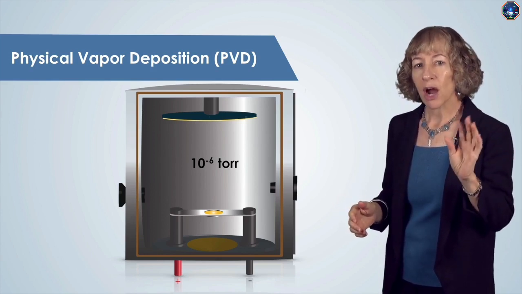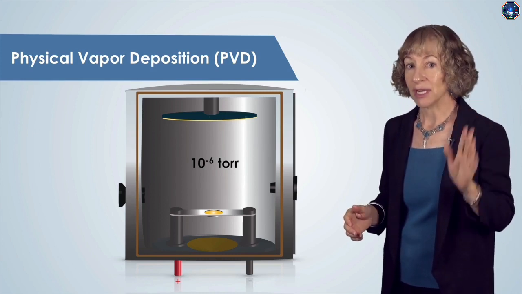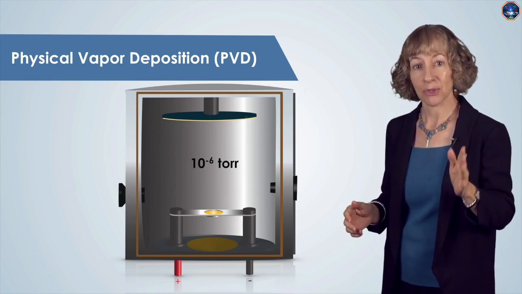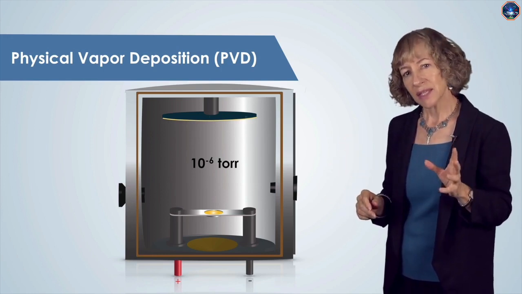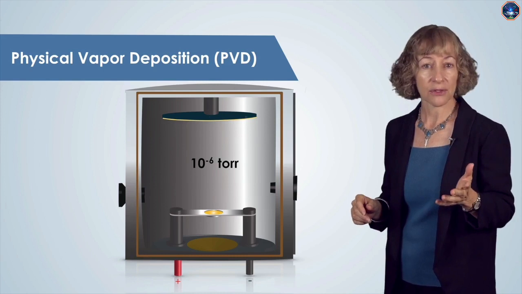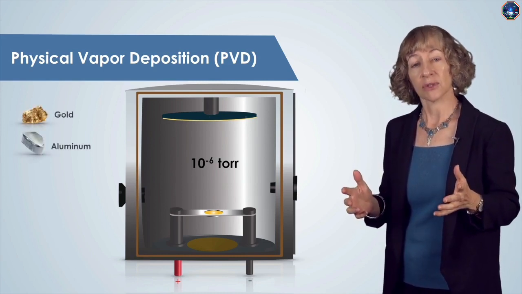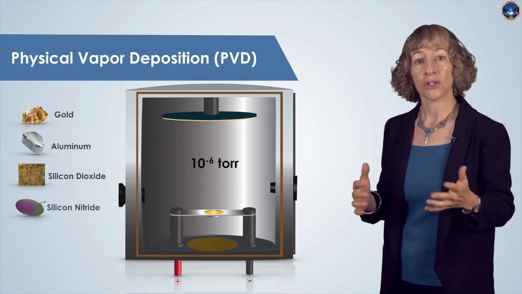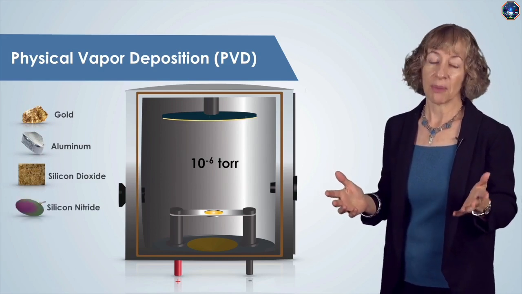We also require high purity source materials, typically 99.999% pure, 5 nines, or even better. These high purity materials include metals such as gold or aluminum, or an insulator or dielectric such as silicon dioxide or silicon nitride. These are available by purchase from many sources. The first of the three PVD techniques is known as thermal evaporation.